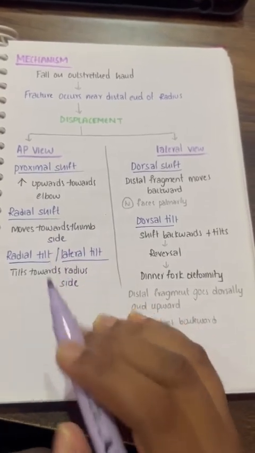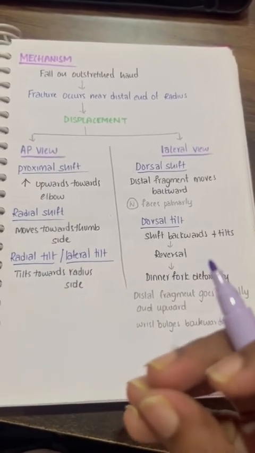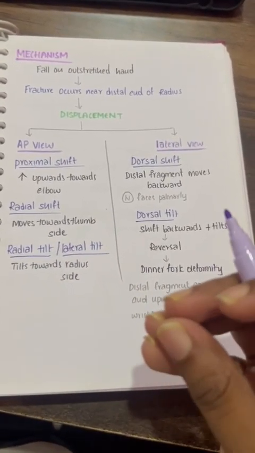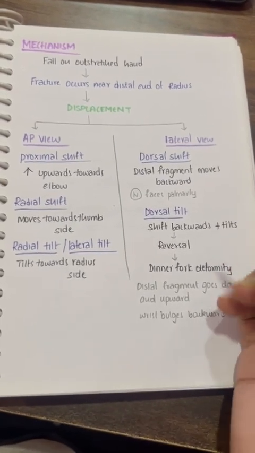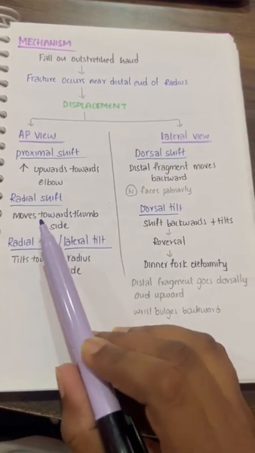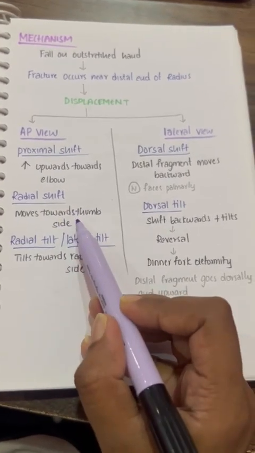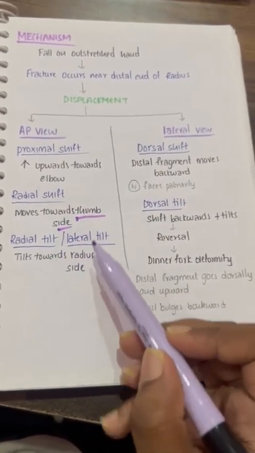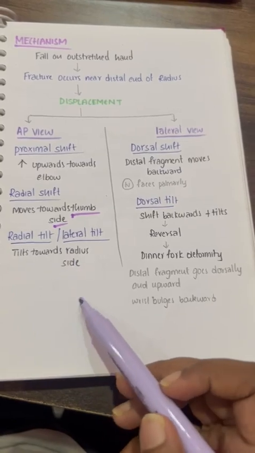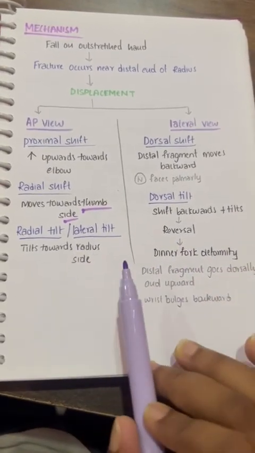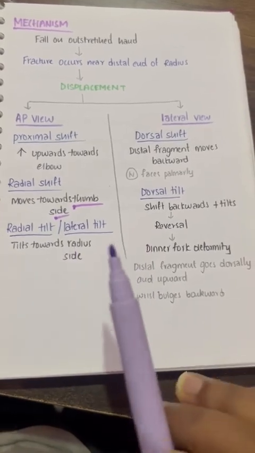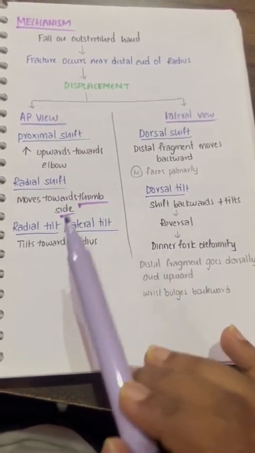Proximal shift means the distal end of the radius, which is broken, moves upwards towards the elbow. Next, radial shift: it moves towards the thumb side. It shifts more radially. And then radial tilt: not only shifting, it also tilts towards the thumb side. This is radial tilt, which we can also call lateral tilt. These are the AP view findings.